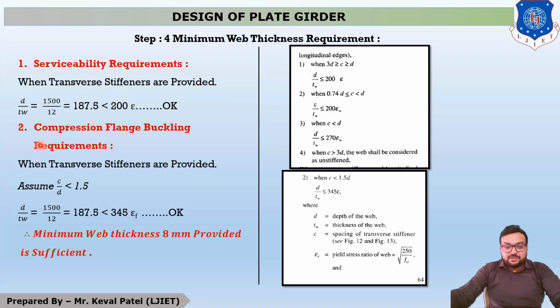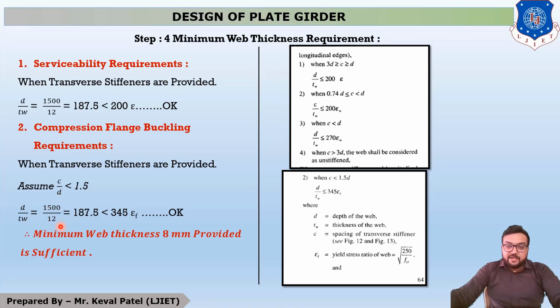Now our second condition is the compression flange buckling requirement. So students, move to page number 64, in which the second condition is for when the transverse stiffeners are provided, and only one condition is there, which is C less than 1.5D. It means we always assume the C by D ratio is 1.5. So what is the condition? The condition is D by TW, and our D by TW is 187.5.